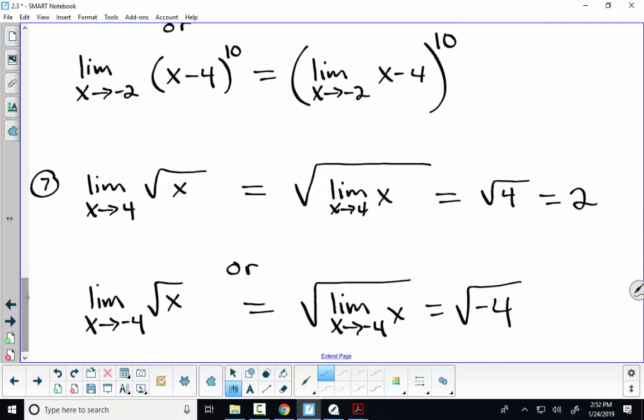Again, that's whittling all of these types of functions down to where we're just dealing with the limit of a linear function. Like this one, x minus 4 to the 10th, we know that's a polynomial, but if I pass the limit in, now I'm calculating the limit of a linear function. So I just plug -2 in right here, and then I'll raise it to the 10th power after I've computed the limit.